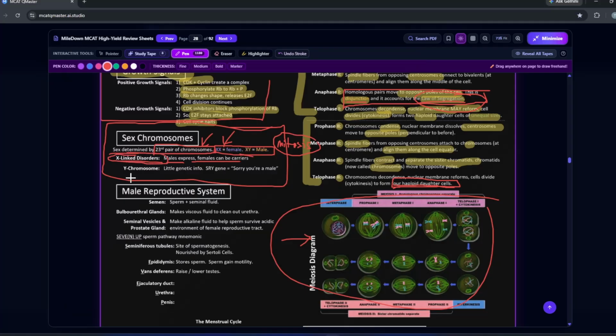Right, so that means your X-linked disorders are going to be more common. Your Y chromosome has very little genetic info, as I just Googled for you guys.